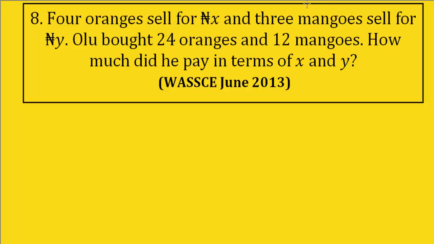Here we have the 8th question, and it says 4 oranges sell for X naira and 3 mangoes sell for Y naira. Olu bought 24 oranges and 12 mangoes. How much did he pay in terms of X and Y? X and Y are variables, and in this question they've been used to represent unknown prices. X naira for 4 oranges, Y naira for 3 mangoes.